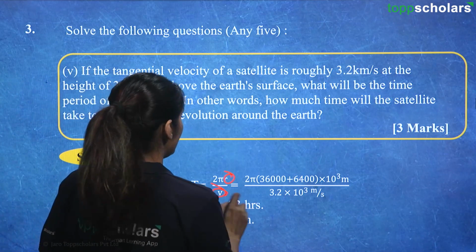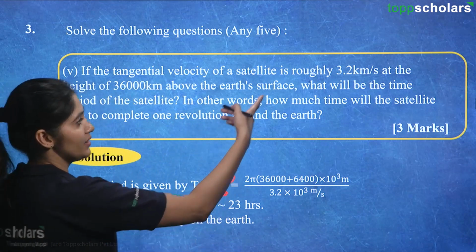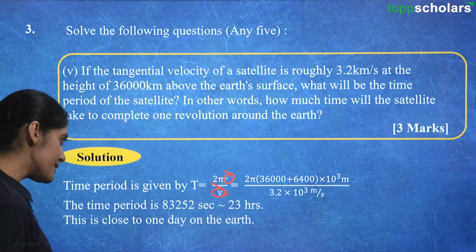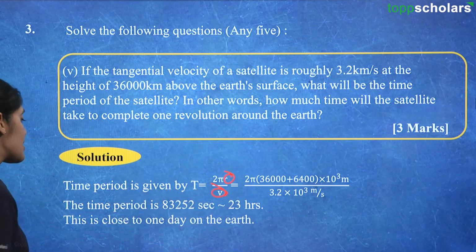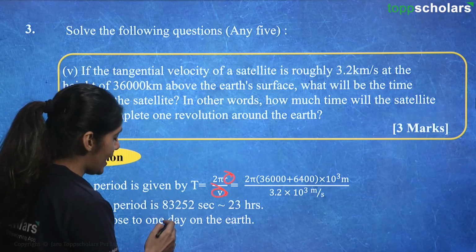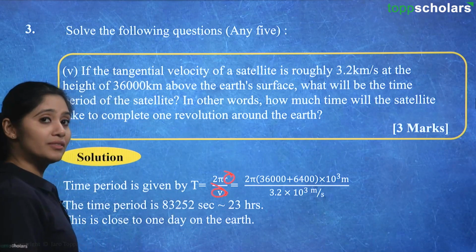Then what is the velocity? 3.2 into 10 raised to 3 meter per second. It is given in kilometer per second, so we are going to convert it into meter per second. So if we solve this, what are we going to get? The time period is 83,252 seconds, or we can also convert it into hours.